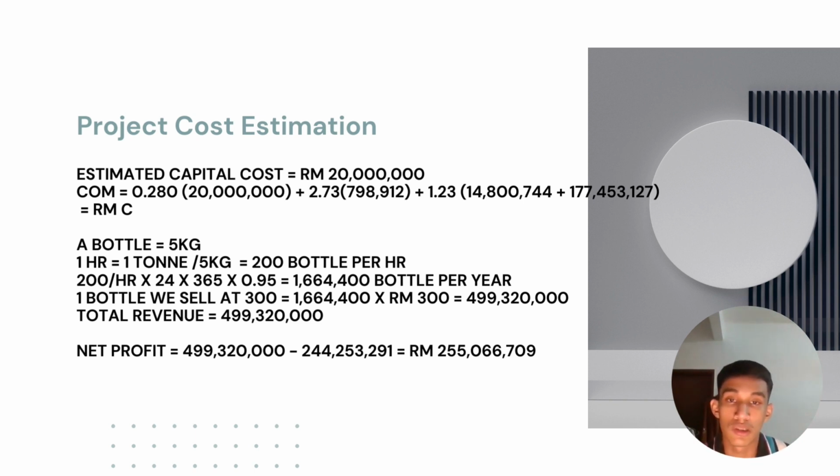So 200 bottles per hour will be multiplied by the stream factor. We will get around 1,664,400 bottles per year, and then each bottle will sell around 300 ringgit. So our revenue is around 499.5 million, which is 500 million. Right? And then our net profit is our total revenue minus the cost of manufacturing, which is around 255,066,709. That's all for me.